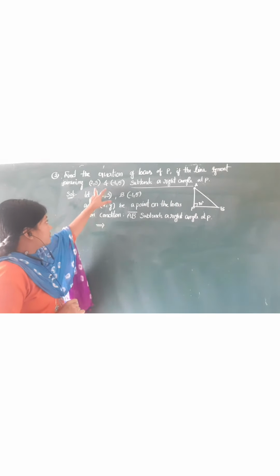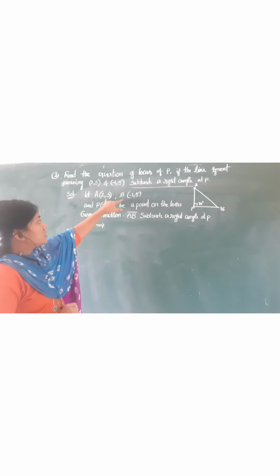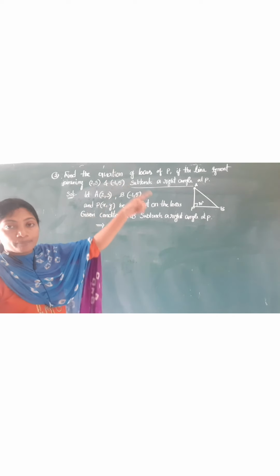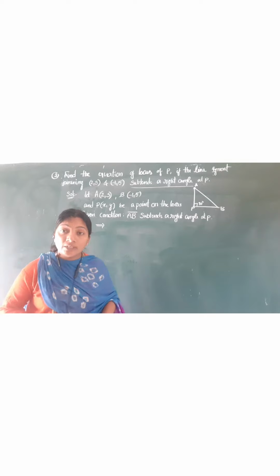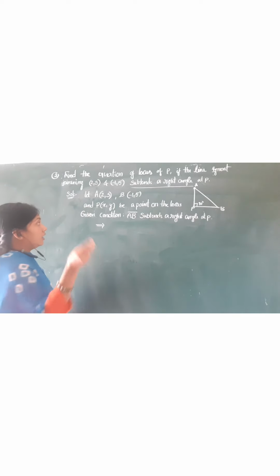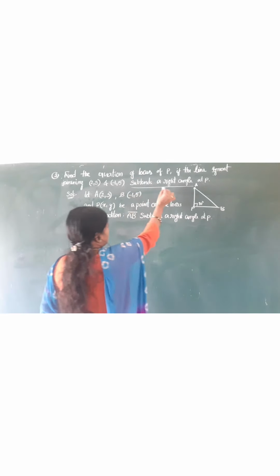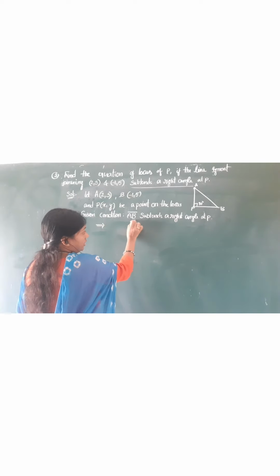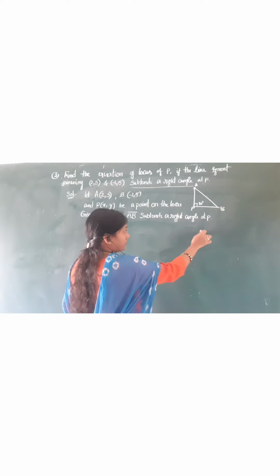If you observe, we are given 2 points. So I am letting the 2 points be A and B. We have to find the equation of locus of P, so P is a point on the locus. And now what is the condition? The line joining these 2 points, nothing but AB, subtends a right angle at P.